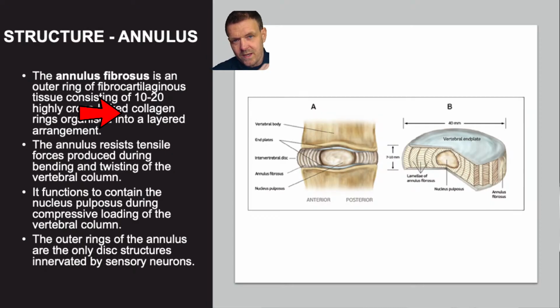And I said this last week, imagine if they were all in a ring around the nucleus, and then you twisted, it would just rip the disc apart because it would have no integrity in all different other directions. So because we have a layer going one way, a layer going another way, a layer going another way, we've then got really good integrity.